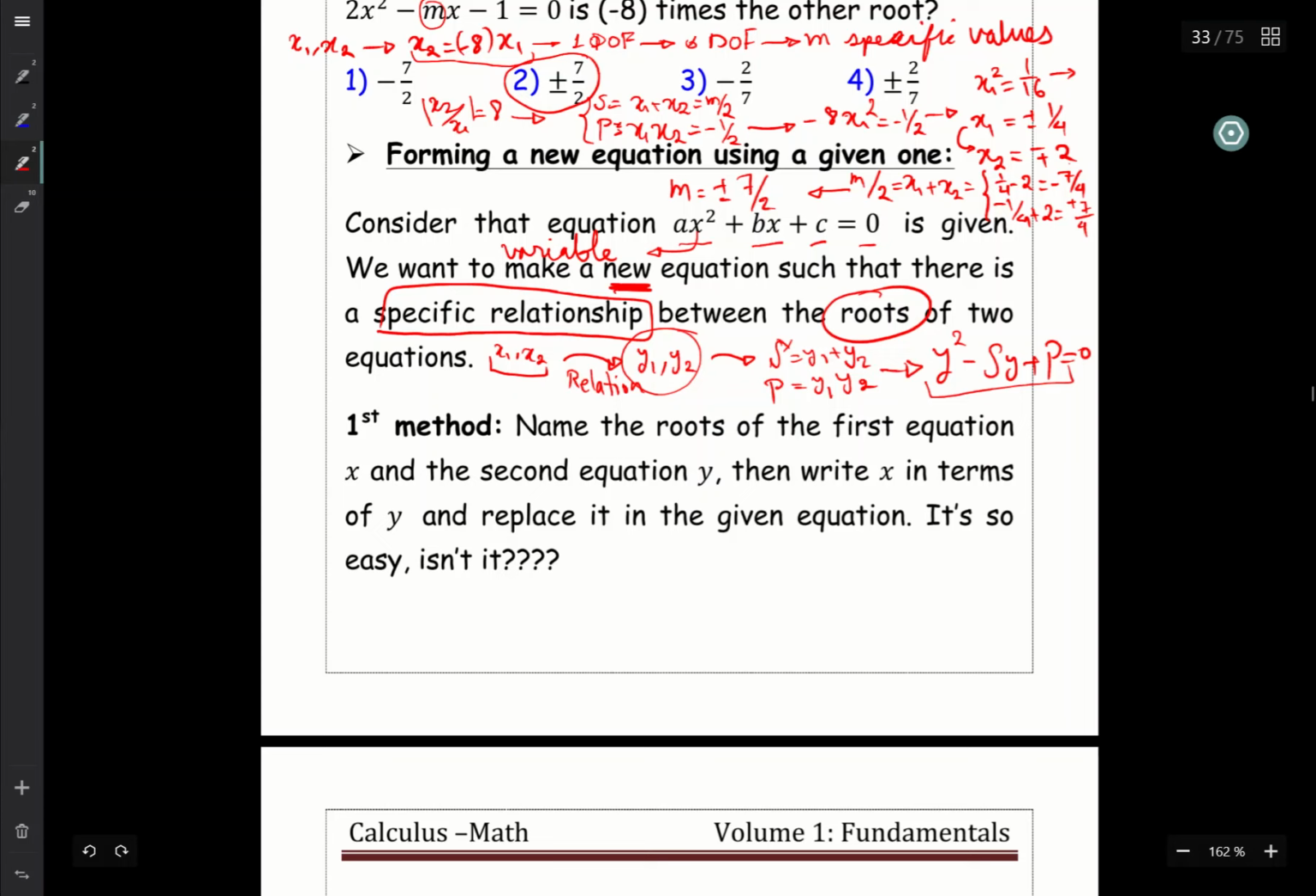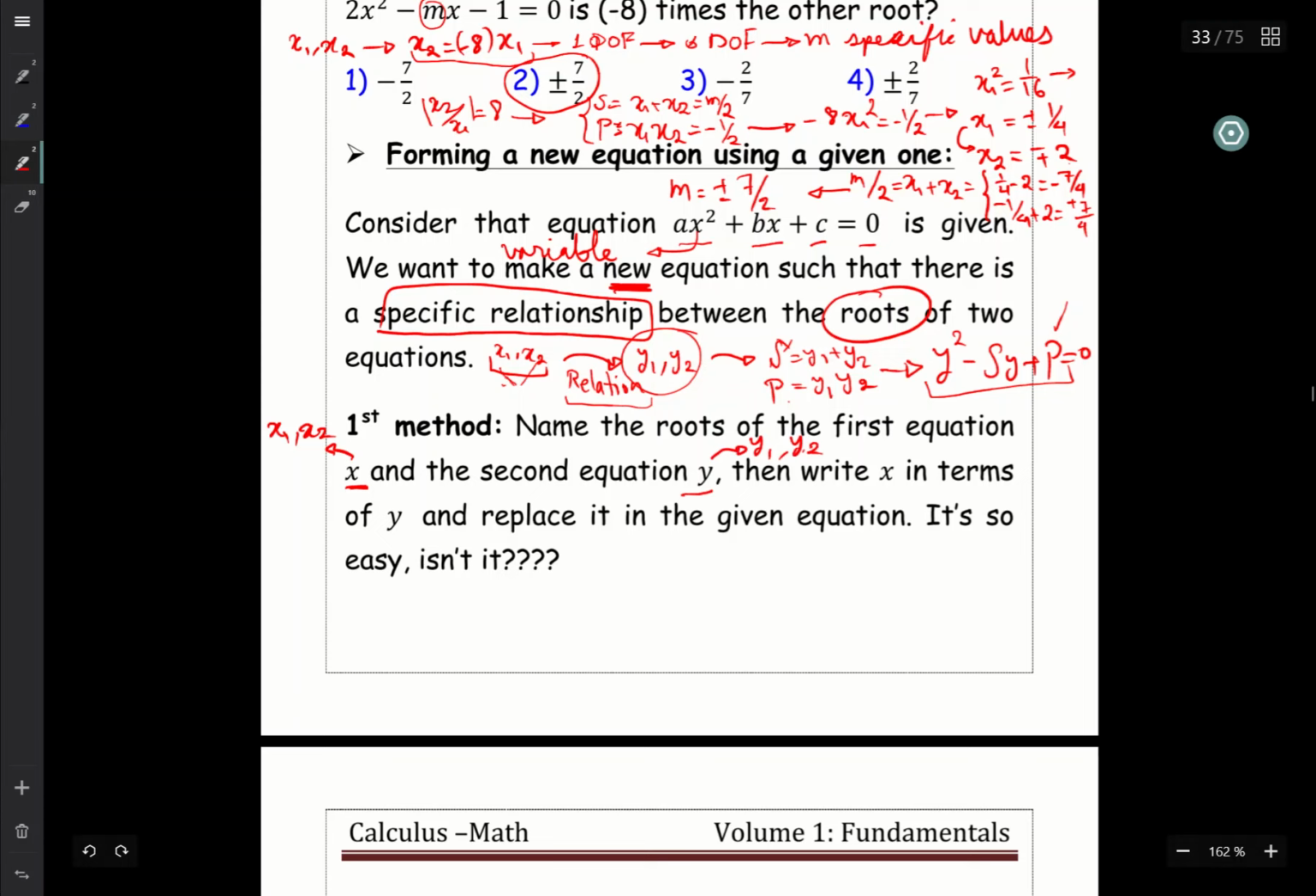So one way is to find the roots of the first quadratic equation, and then based on the relation that we define, find the roots of the second quadratic equation, and then calculate the sum and product and find the quadratic equation that we're looking for, right? So the first method is that we name the roots of the first equation x. Basically the variable is x, the roots are x1 and x2. This is the notation we use for the roots. And the second equation y. So the roots for the second equation that we're looking for are y1 and y2.